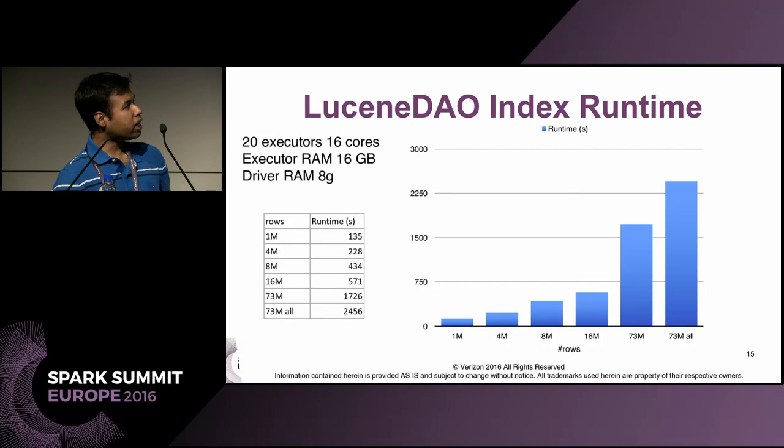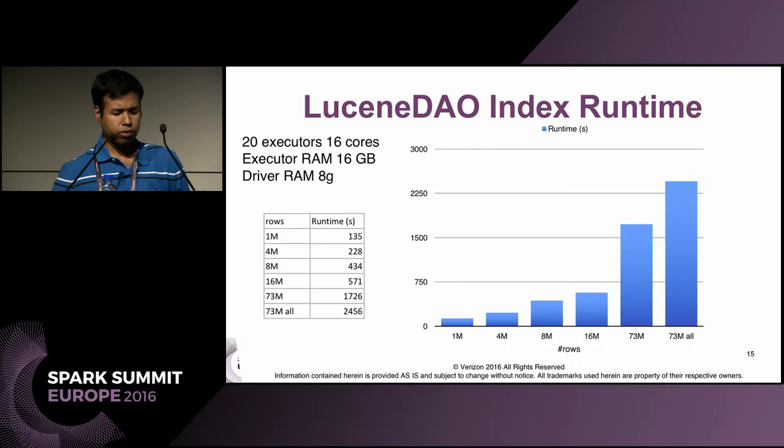Now this is a runtime plot. As we scale the rows, you can see the runtime grows in a linear way, since we went from 1M to 4M to 8M. So runtime is at par, it is scaling the way we wanted it. This is a 20 executor, 16 core job, not a very big job.